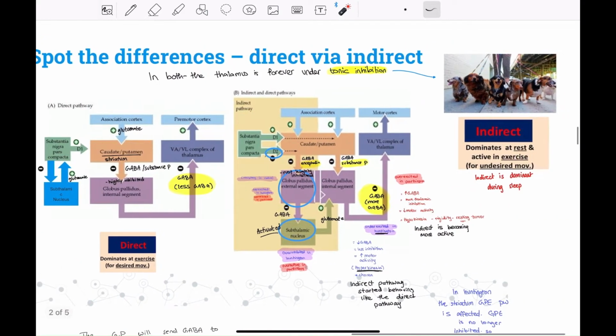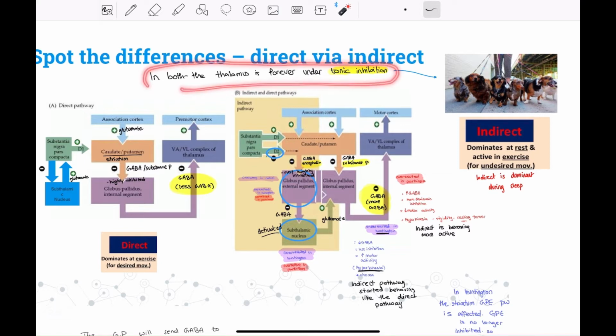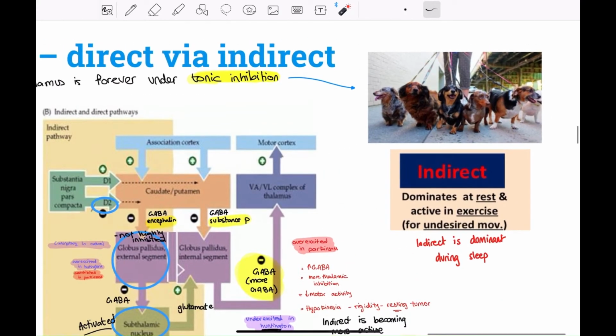But before we talk about that, I want to just quickly bring something to your attention. It is that the thalamus, which is essentially almost the final destination for both pathways, is forever under what is called tonic inhibition. Why? Because the thalamus receives input from a lot of areas, and in order to prevent unwanted movement, we always have to keep the thalamus at a specific threshold. So you can imagine these dogs, and you're holding them with a leash. If one of these dogs gets out, you're going to end up with unnecessary movement, which is why you have to tightly hold all of your dogs, right?